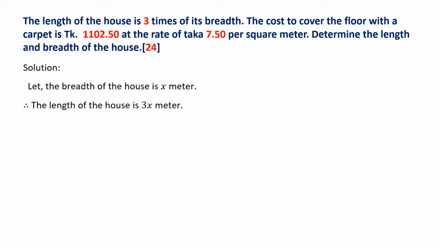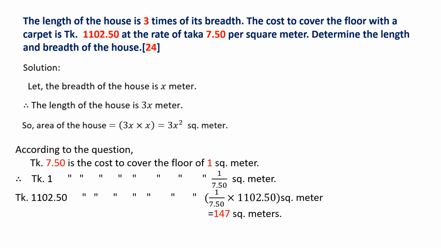So let the breadth of the house be x meters and the length be 3x meters. We must find the area this time. There was a similar problem two slides before, and in that case I found the perimeter, but here I am finding the area, because 7.50 is for per square meter.